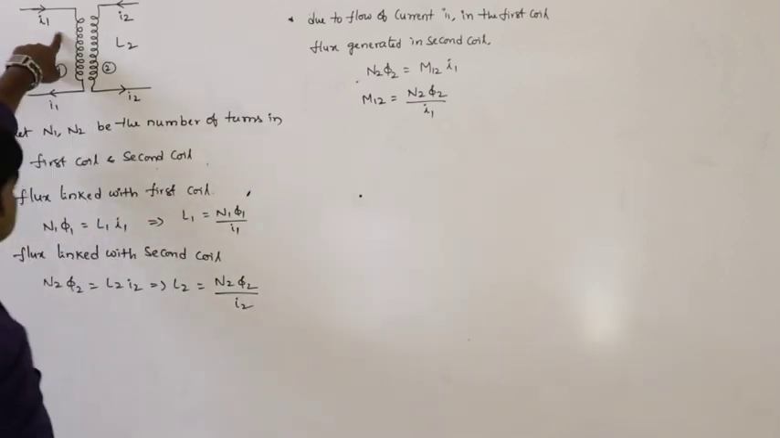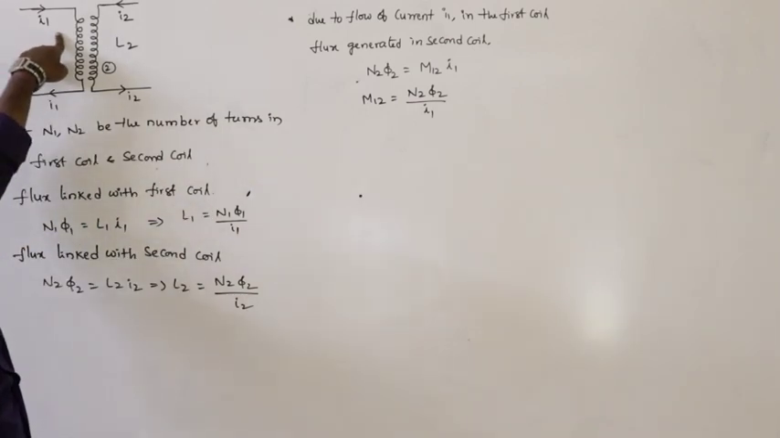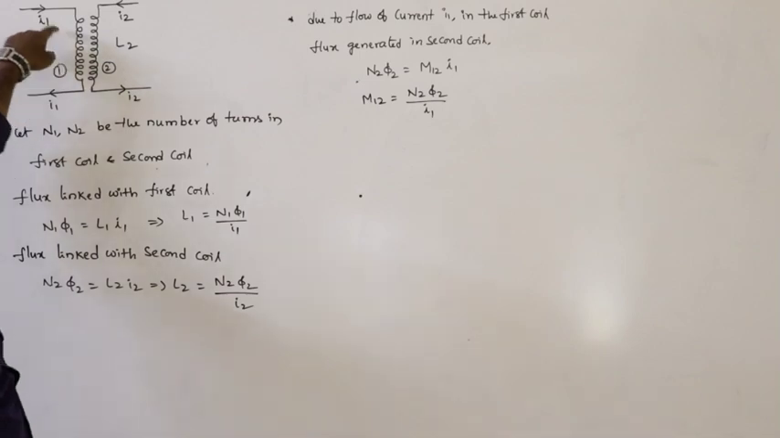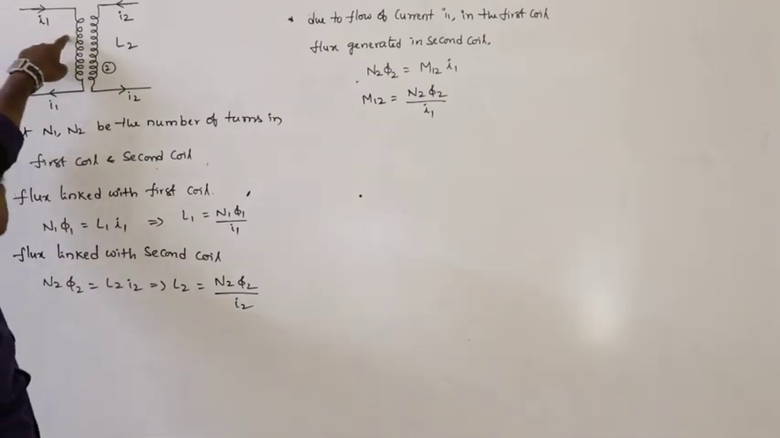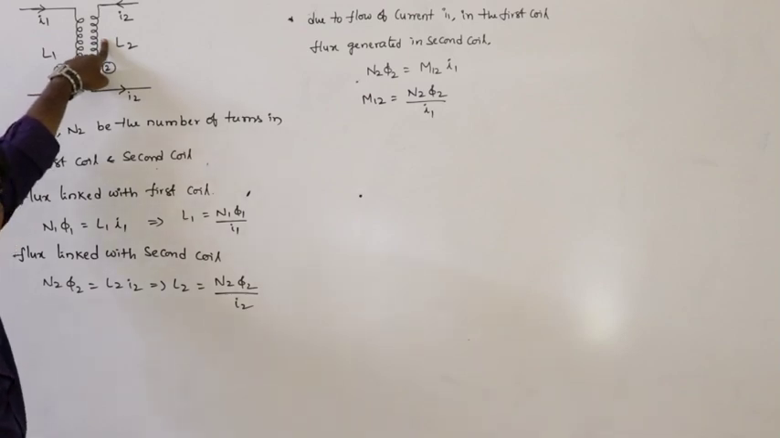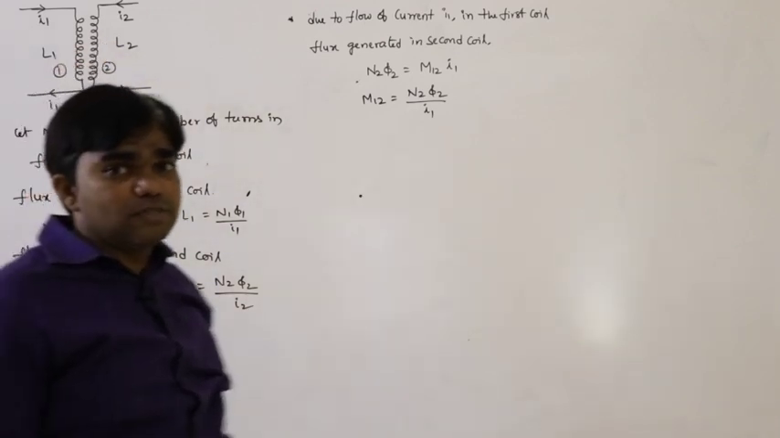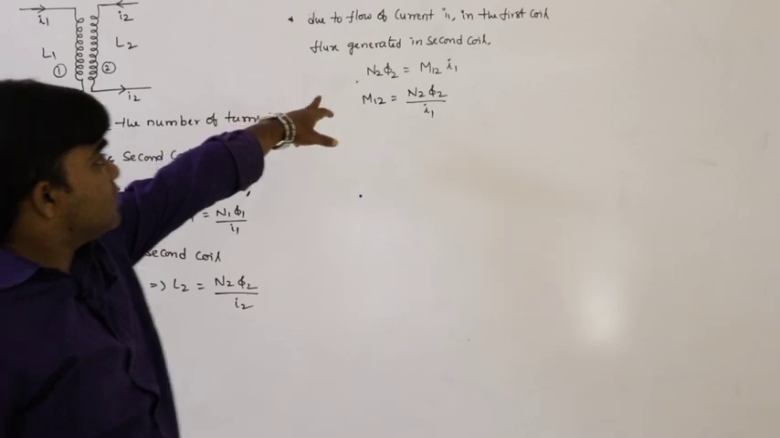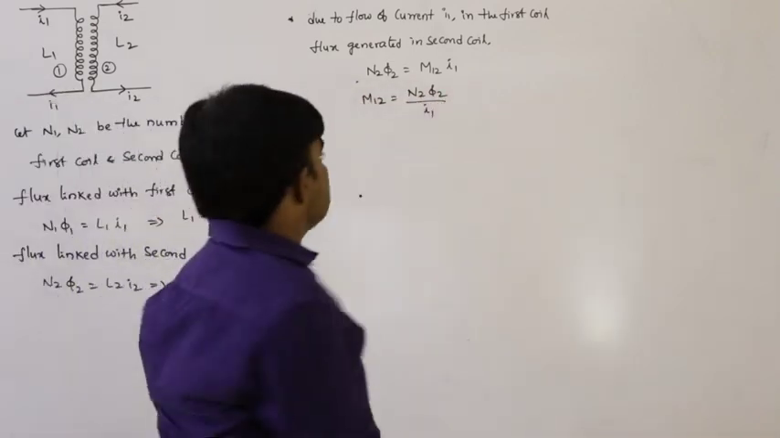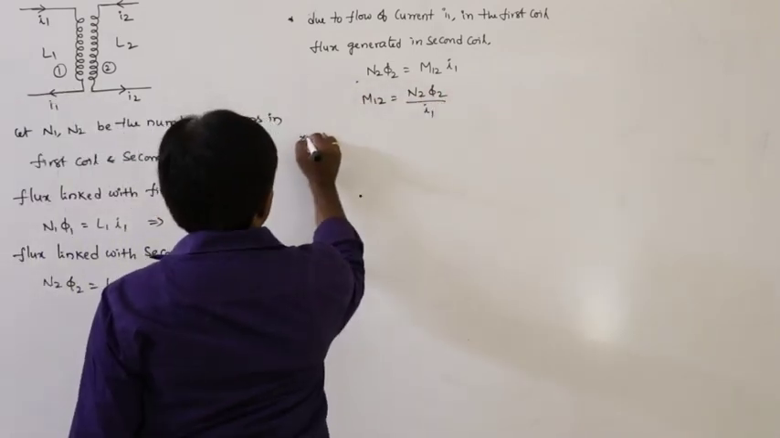I1 is the current flowing through the first coil. Due to the flow of current, a certain magnetic field is formed at the location of the second coil. Due to that magnetic field, a certain amount of flux must be generated. So what is the flux generated in the secondary coil? This one.